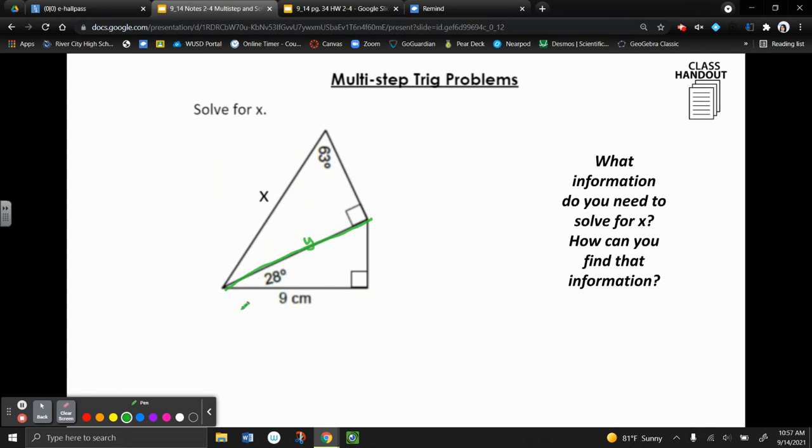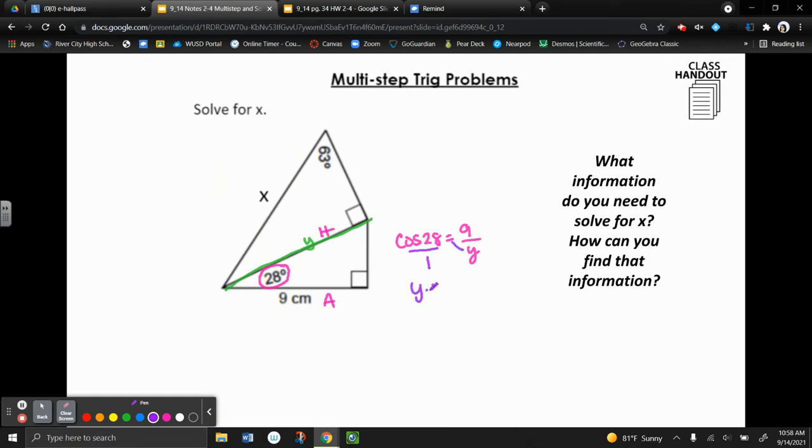So looking at this bottom triangle, 28 is my reference angle, 9 is my adjacent, y is my hypotenuse. So AH means it's going to be cosine. So cosine of your reference angle equals your adjacent over your hypotenuse. And then we're going to cross multiply.